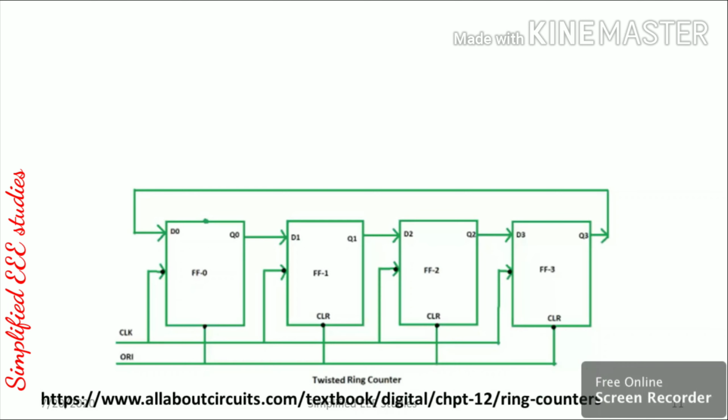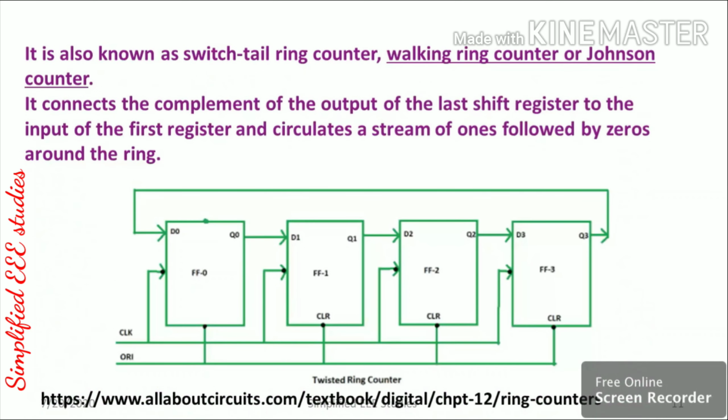So this is actually representing the Johnson counter. It is also known as switch tail ring counter, or else you can call it walking ring counter, or you can call it Johnson counter. There are 3 varieties of names available. It connects the complement of the output of the last shift register to the input of the first register and circulates a stream of ones followed by zeros around the ring. You can directly observe the diagram. This is representing the Johnson counter.